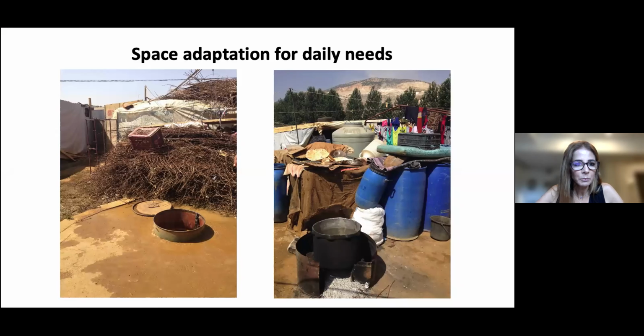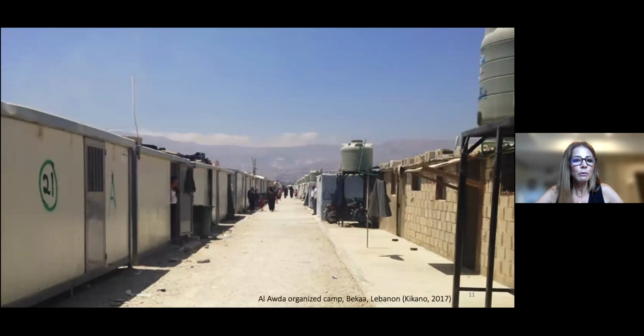In the same settlement, we can see examples of space adaptation for daily needs. On the left, there is a water well, and on the right, there's a fire pit for laundry and cooking. We move now to our third case study, Al-Awda organized camp in the town of Bar Ilyas in the Bekaa, in Lebanon.